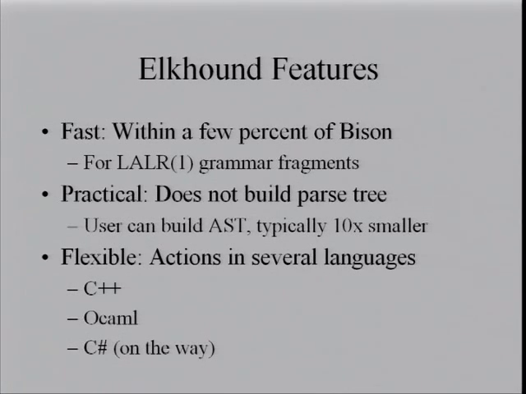So the features of Elkhound, the parser generator, were that its performance is within a few percent of Bison if you give it LALR inputs. It does not build a parse tree because the user can do whatever they want with their actions. And it actually allows you to generate parsers in several languages. The main one I use, of course, is generating parsers in C++. But Wes Weimer, another grad student, insisted, he's got to write stuff in OCaml, so went ahead and hacked in an OCaml backend, and then somebody's working on a C# backend. So it can generate parsers in a number of languages.